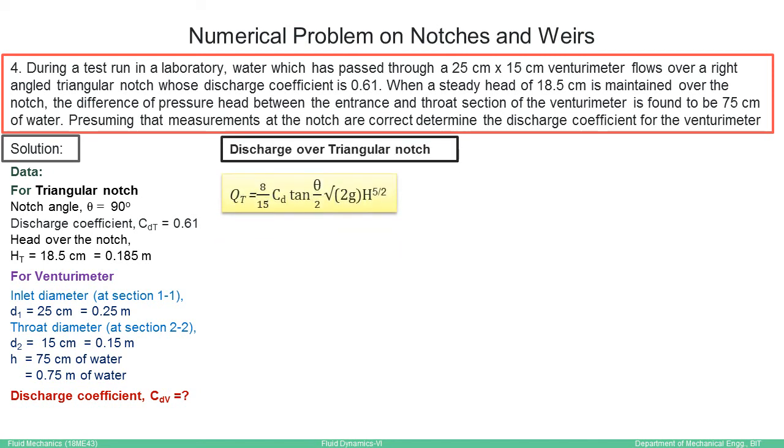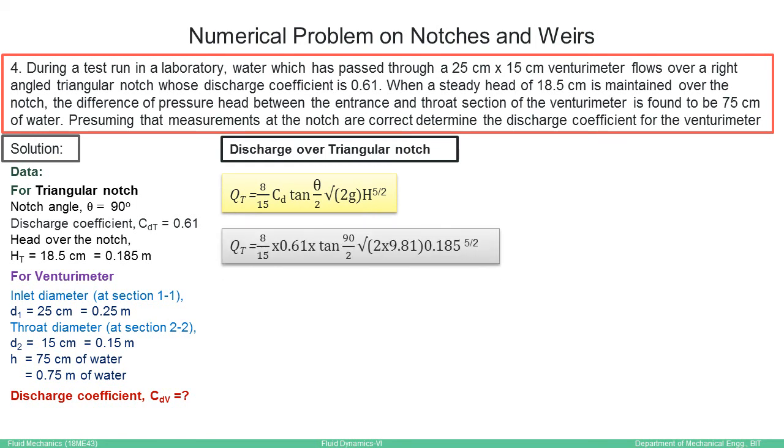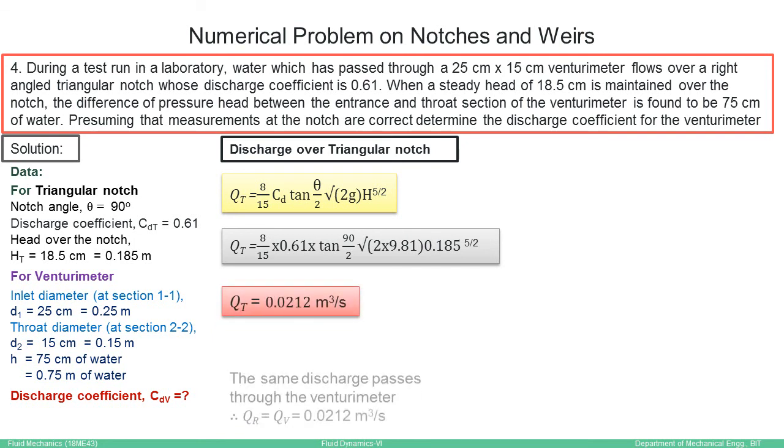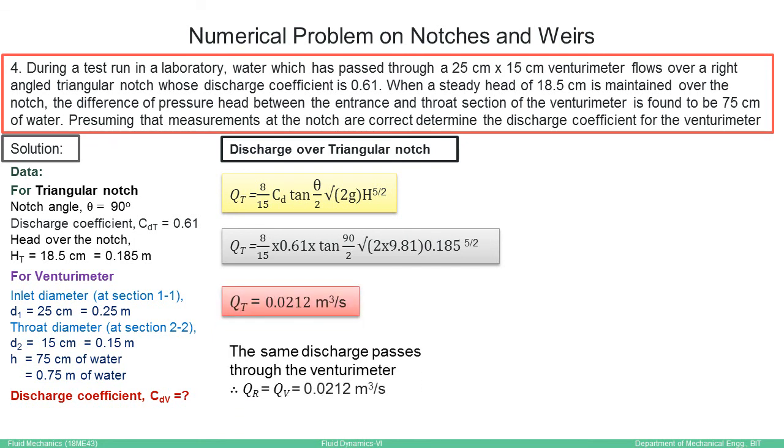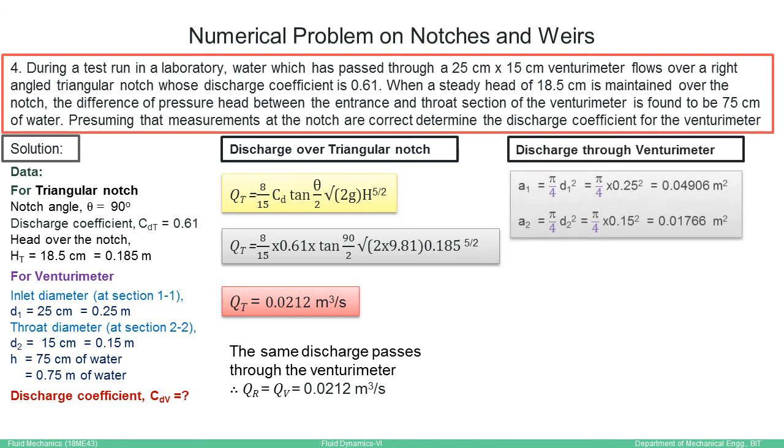So we have this expression for the triangular notch, and since everything is known on the RHS, C_D, theta, H values are also given, so you can find out the discharge over the triangular notch. And you know that once this flow is found out, the same discharge is passing through the venturi meter also. So we can use this in the venturi meter expression.